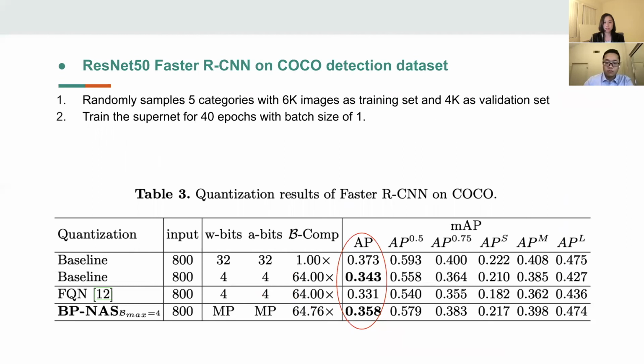For the experiment with ResNet 50 Faster RCNN on the COCO detection dataset, ImageNet is used to pre-train the backbone and fine-tune the RCNN for 27 epochs, with a batch size of 16 on 8 GPUs and the SGD optimizer. The baseline result here is 0.33 mAP. It's better than the FQN result. Since there is still work to get a better result with the constraint equal to 4 bits, we experiment further and implement BP-NAS to search the mixed precision for Faster RCNN. It achieves 0.358 mAP with a compression ratio of up to 64.76 times, which is better than the original one.